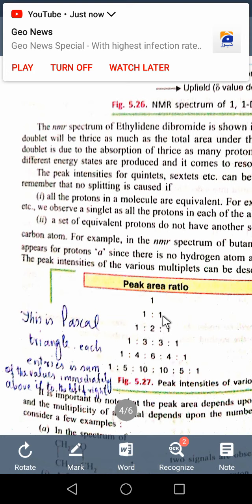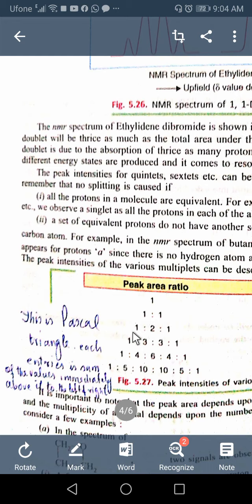Now here 1 is written here, 1 is written here, and these two are added together. 1 plus 1 is written here, 2. So in the triplet, the ratio of the intensity will be 1:2:1.